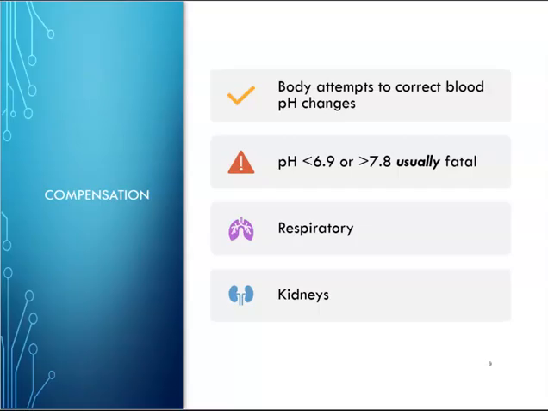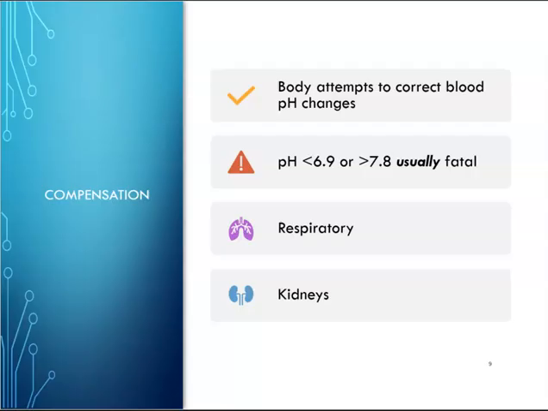Some examples of this. Compensation for respiratory acidosis: our body's going to try to retain the bicarb and buffer out the acid. Compensation for respiratory alkalosis: the kidneys will excrete bicarb. So for respiratory issues, it's only going to be the kidneys that kick in, because the lungs cannot compensate for respiratory issues.